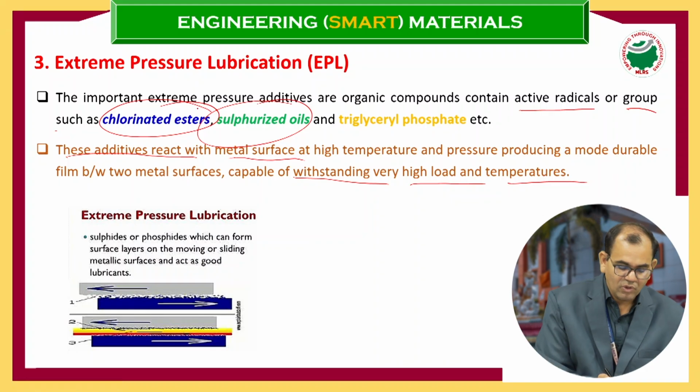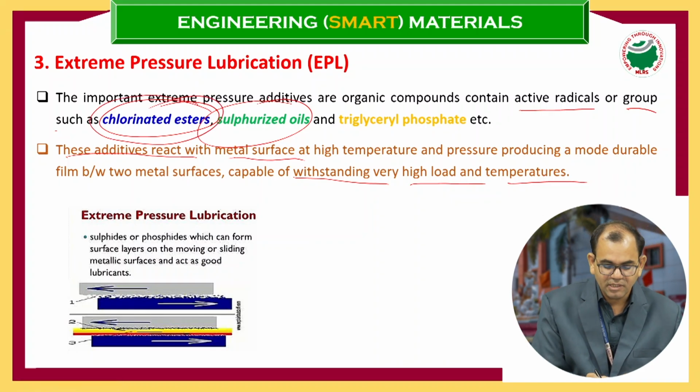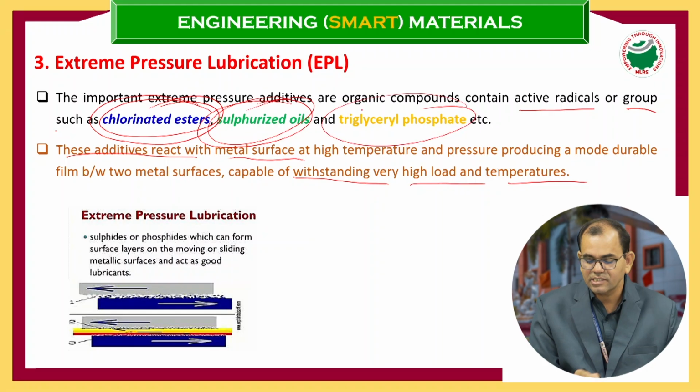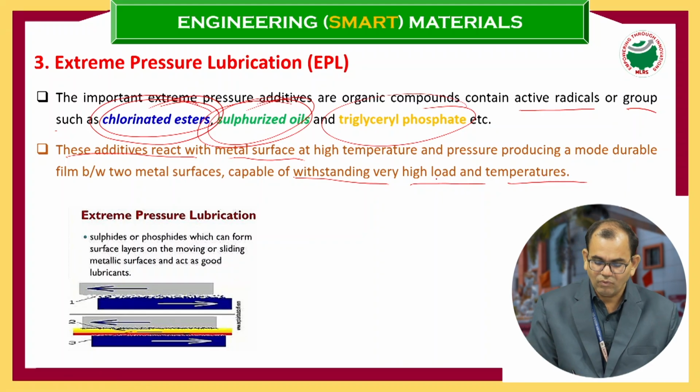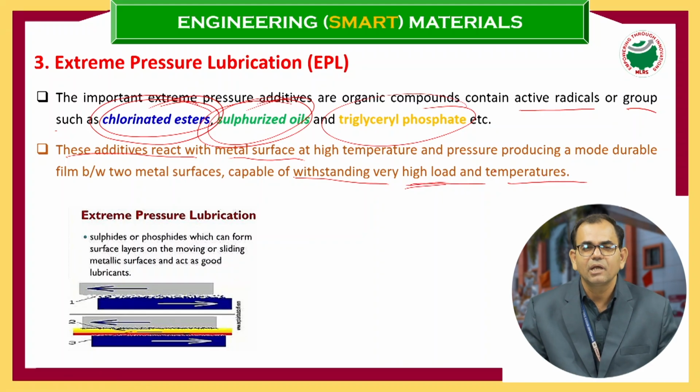So these chlorinated esters, sulfurized oils, and triglyceride phosphates should be added to the lubricating oil to overcome the high pressure, high load and extreme speed conditions, to avoid the friction or damage of machinery.